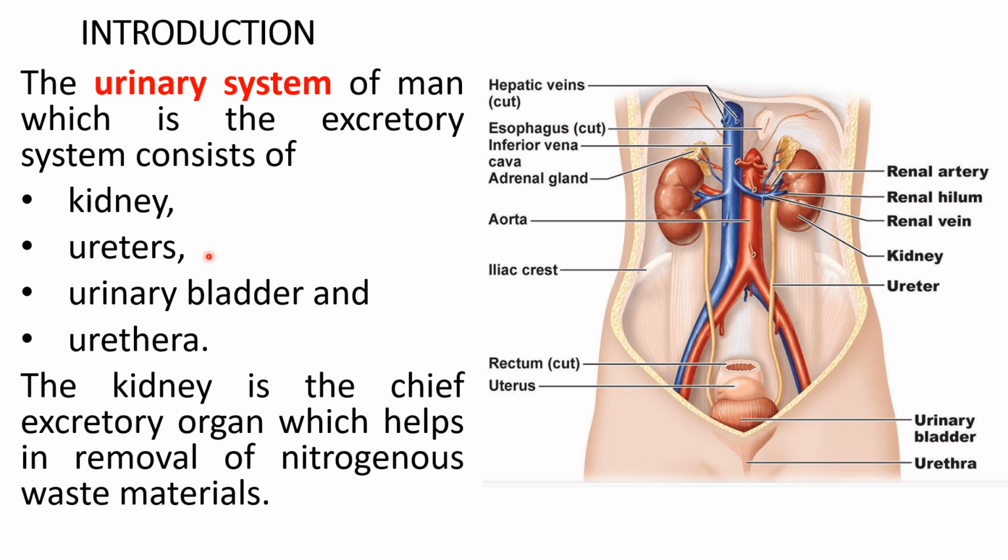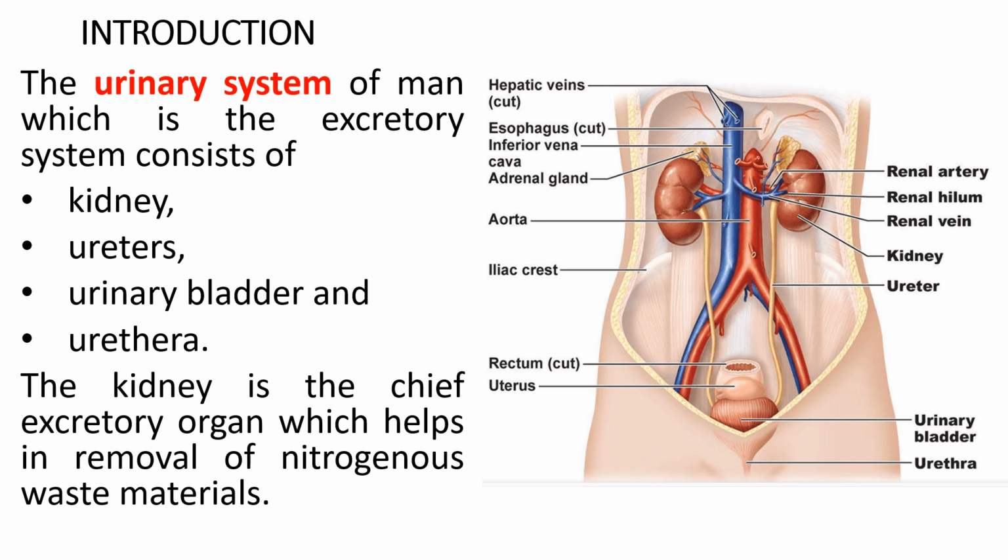Ureter. These are the narrow tubes that connect the kidney to the urinary bladder. They also transport urine from the kidney to the bladder. Next, the urinary bladder. This is a muscular sac that stores urine until it's eliminated from the body. Urethra. It's a tube that carries urine from the bladder out of the body.